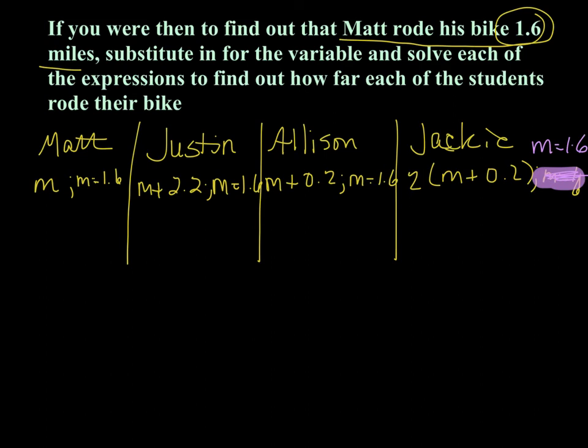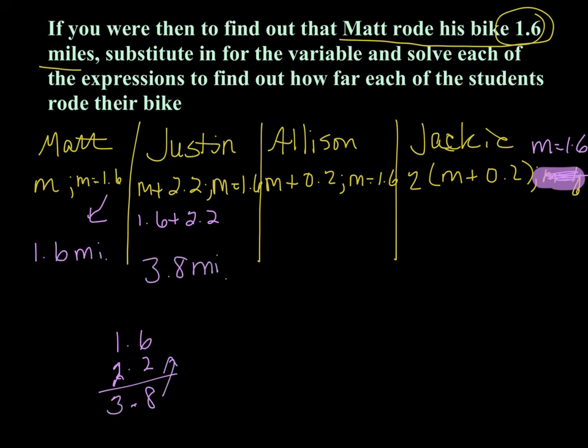So sorry about that. So now, very simply, I'm going to substitute in and solve. I know that this substitutes in very simply. It's 1.6 miles. MI is the abbreviation for miles. 1.6 plus 2.2. I know I'm going to add, so I'm going to come down here and stack my decimals on top of each other, just so that you can see it. Bring my decimal straight down. 6 and 2 is 8. 1 and 2 is 3. That, of course, is 3.8 miles. Allison, I've got 1.6 plus 0.2. That's an easy one. I know that's going to be 1.8 miles.